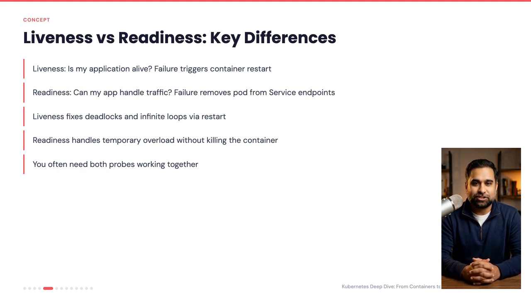The default is 3. This prevents a single slow response from triggering a restart. There's also a success threshold mainly useful for readiness probes. How many consecutive successes before a previously failing pod is marked ready again?